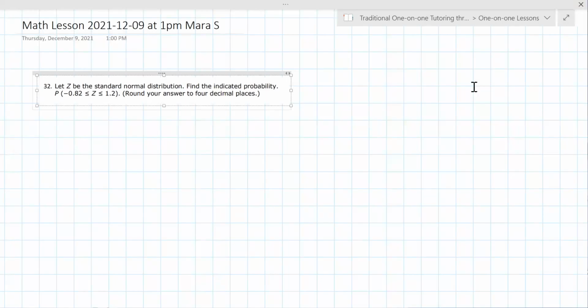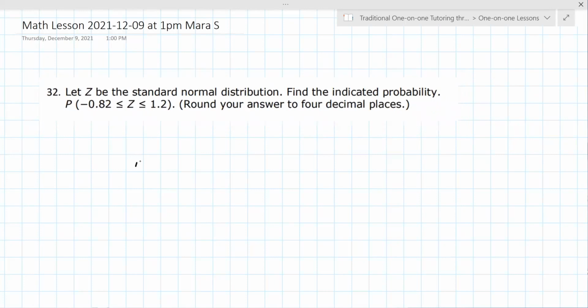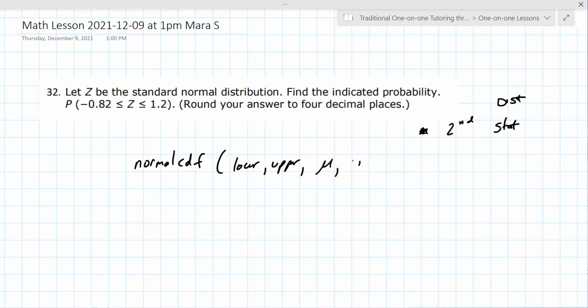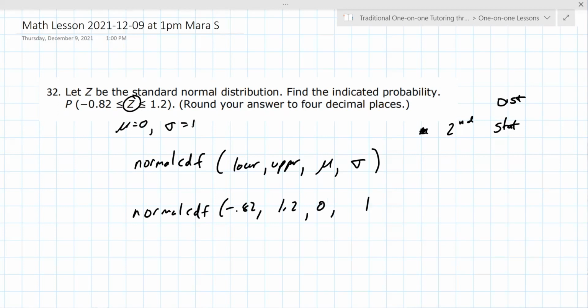So this problem is a pure calculator problem. You want to go to normal, get normal CDF out. And that's under second stat, which is really distributions. And then it's the lower, the upper, the mu, and then the sigma. So in your case, it's normal CDF minus 0.82, comma, 1.2, comma, 0, comma, 1. Whenever you have Z, your mu is always 0 and your sigma is always 1.